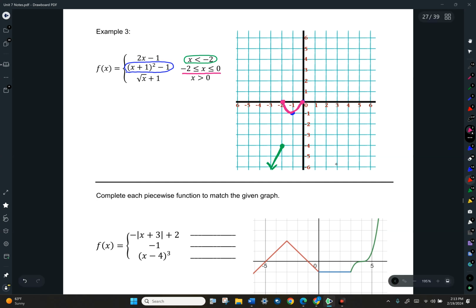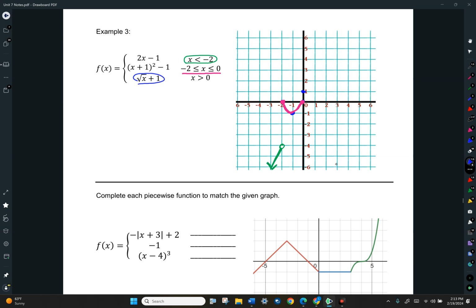Notice that one had solid dots. You know what I didn't pay attention to was on that green piece, it didn't have an equal to, so that should have been an open circle. There we go. We'll fix that up. Okay, but the pink one has the 2 endpoints included. And then for my third piece, this is just a square root graph that's moved up 1. So square root graph moved up 1 right there. And then it says I want the part of that.